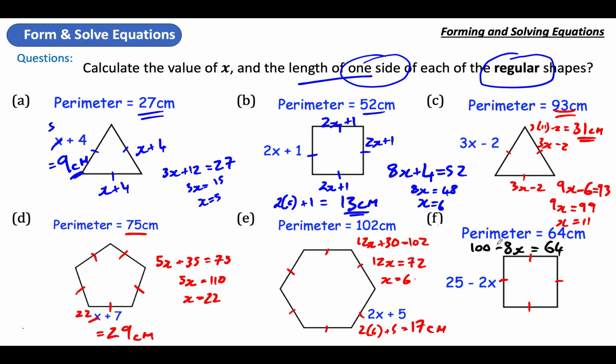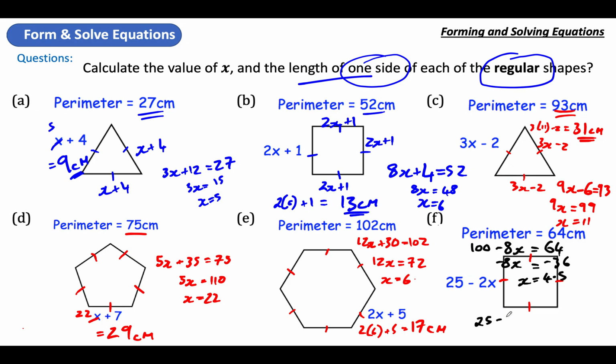Right, deal with the number on its own first. Deal with the number touching the letter last. So I shall take away 100 from both sides, which 64 take away 100 is negative 36. And then divide it by minus 8. It's a negative number touching there, so divide it by that and see what you get. Minus 36 divided by minus 8 is 4.5. So x has a value of 4.5.